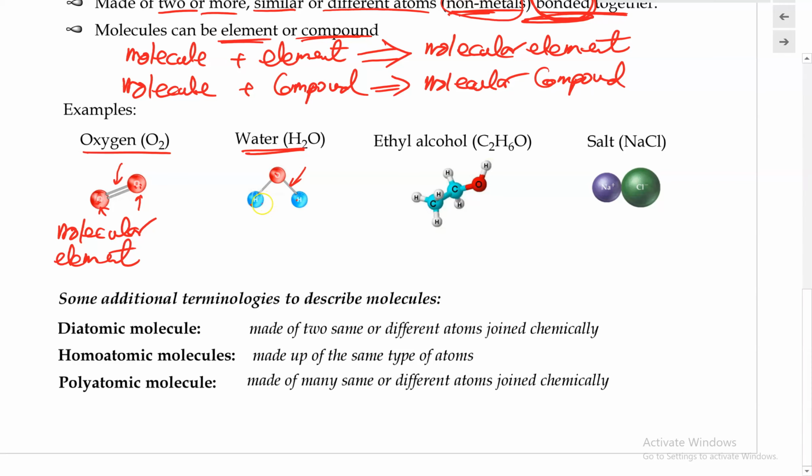And in this case right here, this is also a compound as well, because it consists of two different types of atoms. So combining together, we can call this a molecular compound.